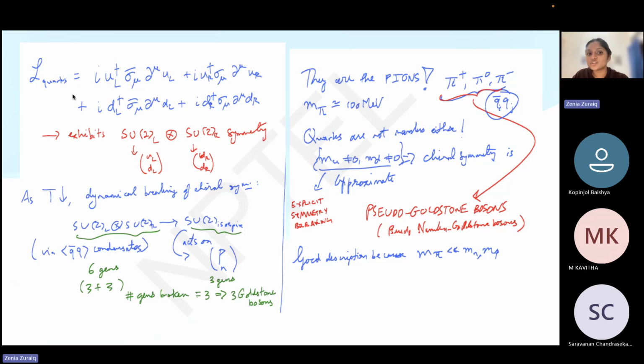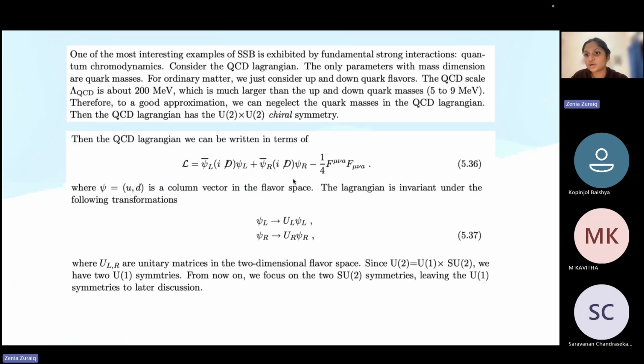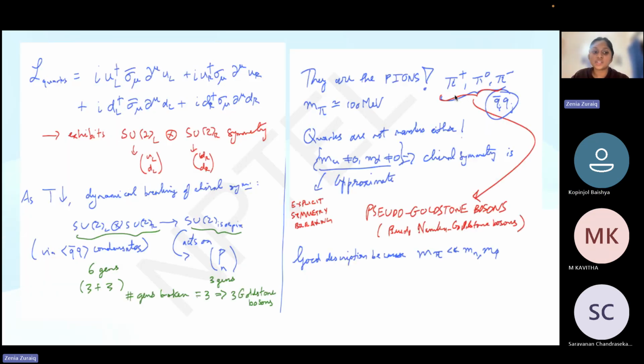But remember that this is not a perfect symmetry, right? This was an approximate symmetry, because in reality the quark masses are there. They are not zero. They still have some small mass. So this is also an approximate symmetry breaking. That's why we end up with pions.